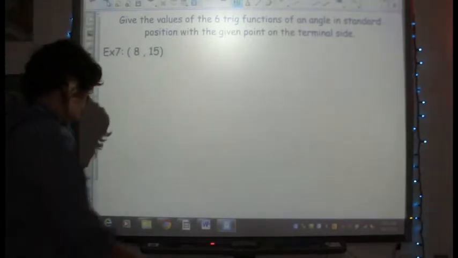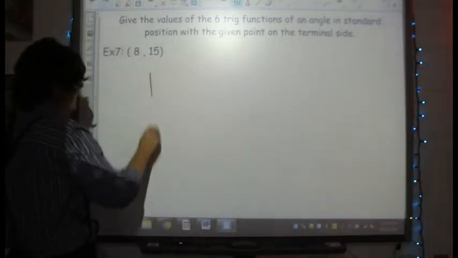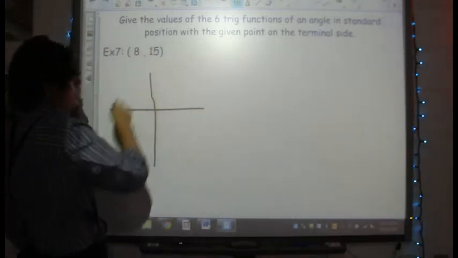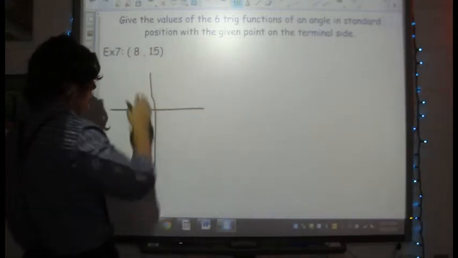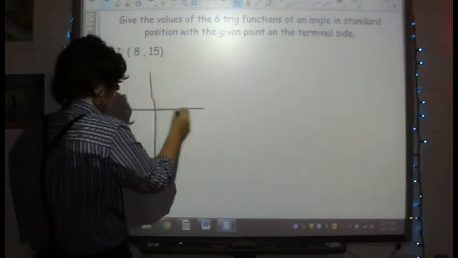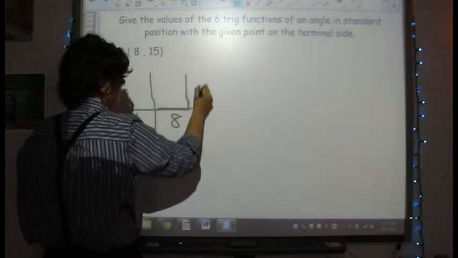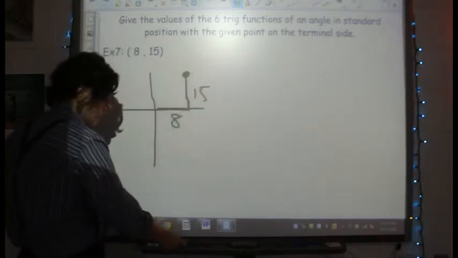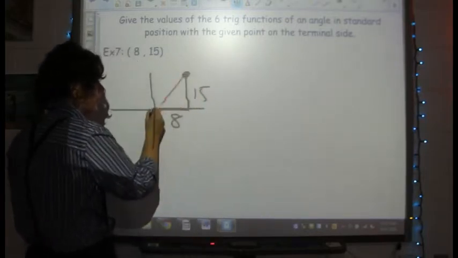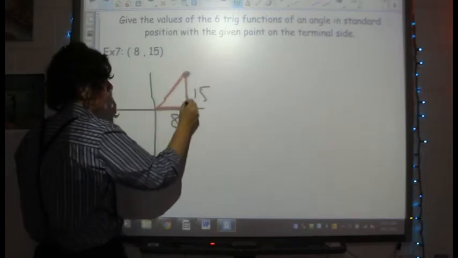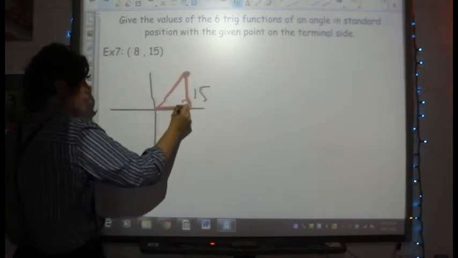So I'm going to draw the coordinate plane. And I'm not going to make 8 little dashes or 15 little dashes. That just seems like too much. Instead, I know they're both positive. So I'm going to the right 8 units. Then I'm going up 15 units. And there's my point. And hopefully you can start to see that I have my triangle here.